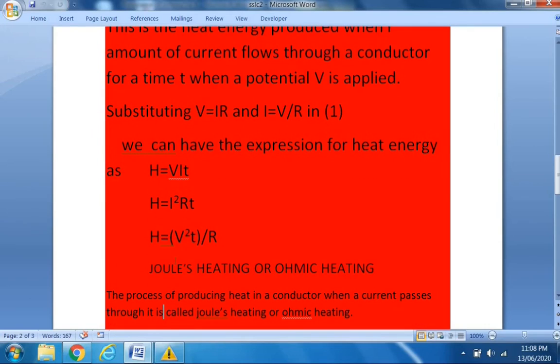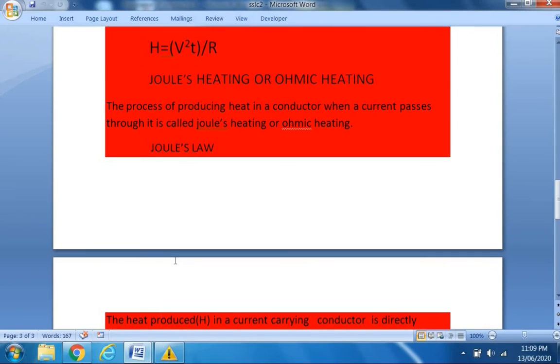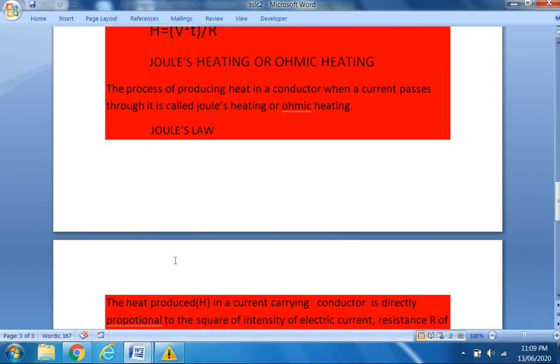Joule's heating or ohmic heating. We know that the process of producing heat in a conductor when a current passes through it is called Joule's heating or ohmic heating. It is nothing but, in any conductor, if the current passes through it, an amount of heat is produced. This production of heat is called Joule's heating or ohmic heating.